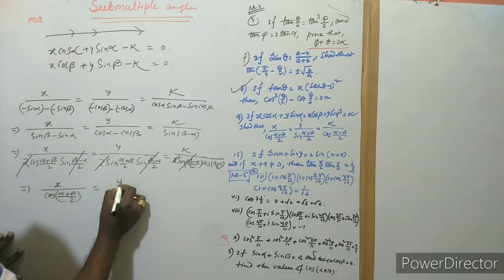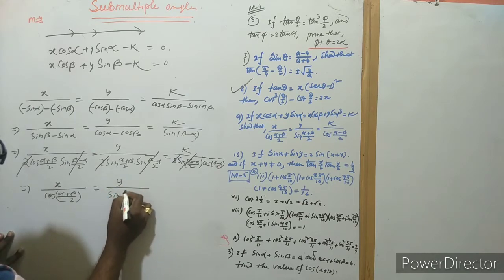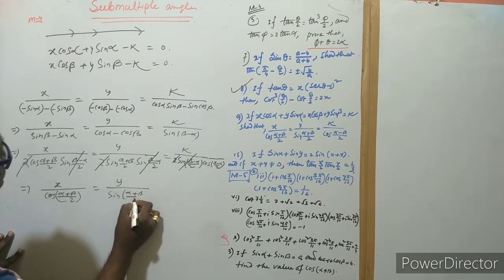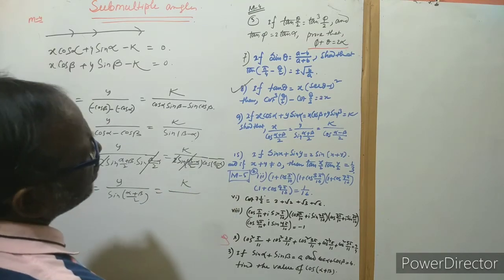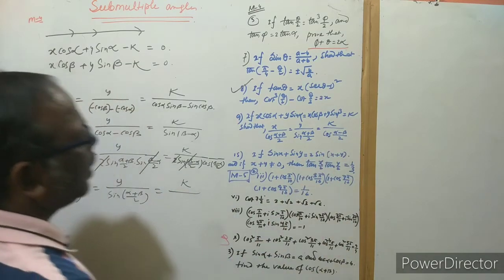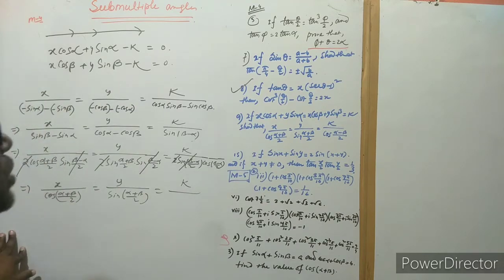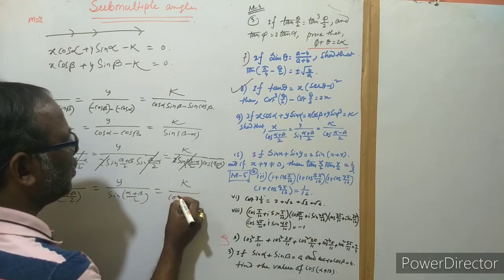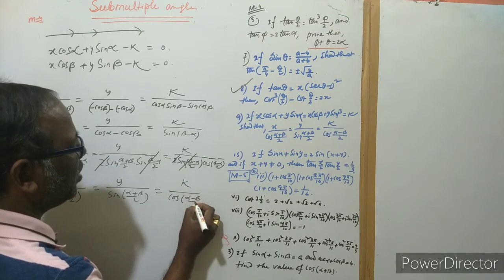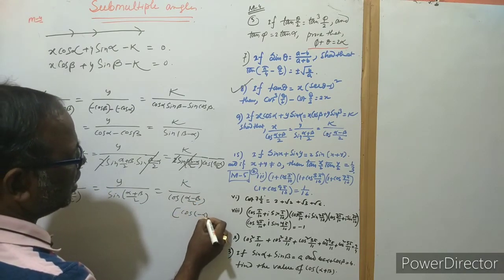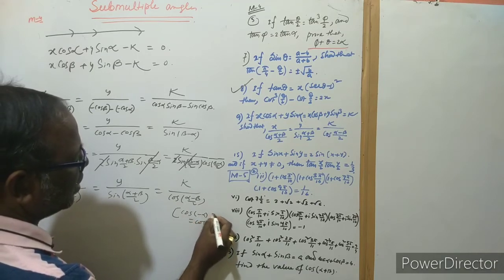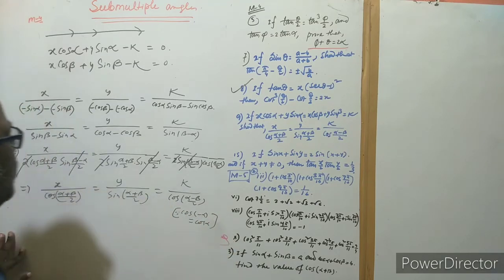Now write here x by cos of alpha plus beta by 2, and this is y by also sine alpha plus beta by 2. And see, this is k by cos of beta minus alpha by 2. Actually, you want to show cos of alpha minus beta by 2. Actually, cos of minus theta is equal to cos theta. Therefore, we can write here cos of alpha minus beta by 2. See, cos of minus alpha is equal to cos alpha. Okay, proved.